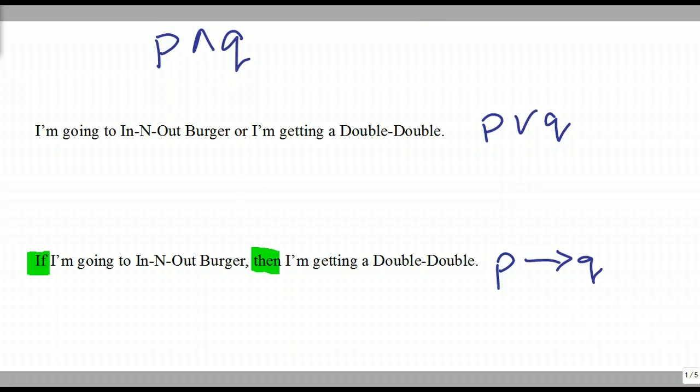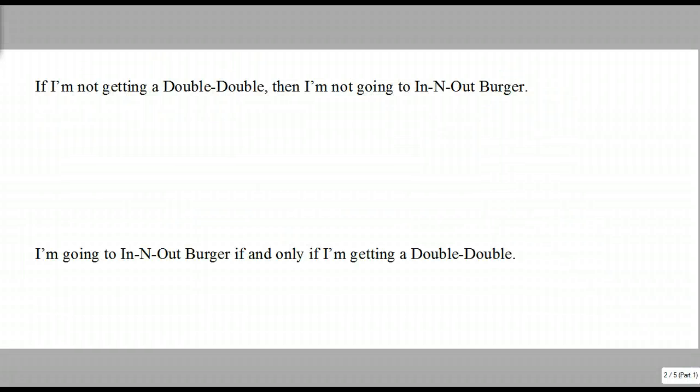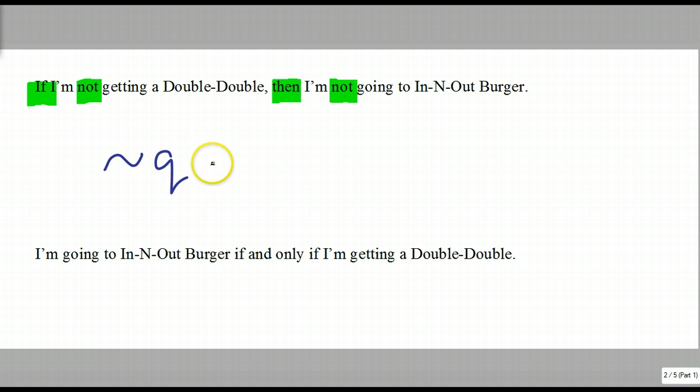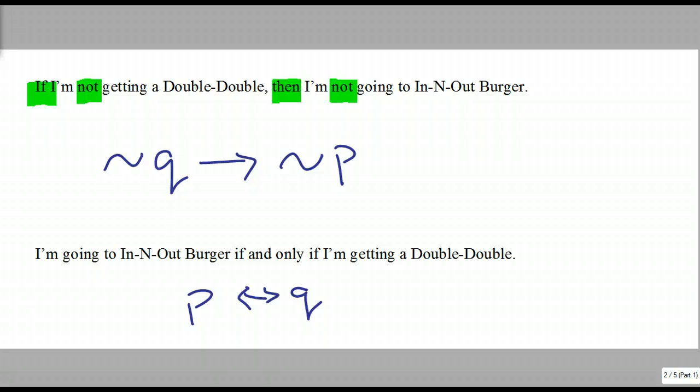The last one, I believe, is an if and only if statement. If, oh, nope, it isn't. If I'm not getting a double-double, then I'm not going to the In-N-Out Burger. So we've got some negatives here. So this is going to be, if I'm not getting a double-double, what was that again? Not Q, then not P. Okay? I'm going to the In-N-Out Burger if and only if I'm getting a double-double. So that one's going to be a P, and then it's going to be a double arrow Q. Okay. Does anybody have any questions about the things that I just went over?